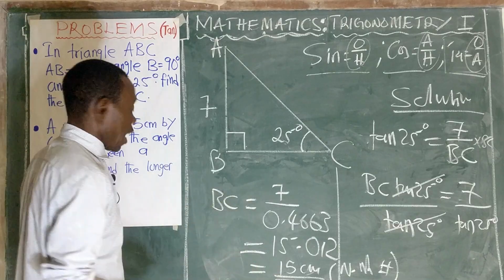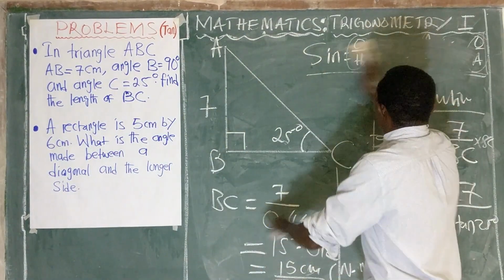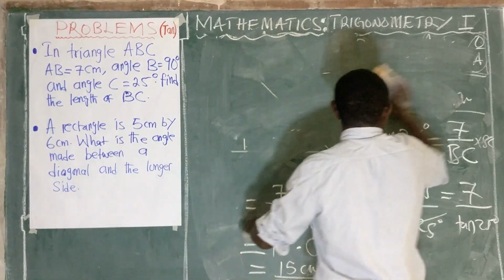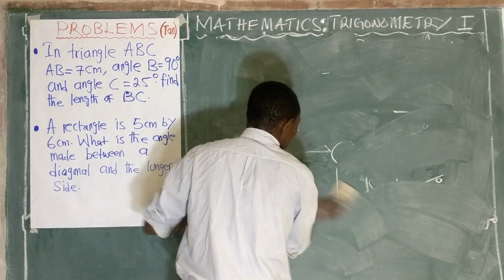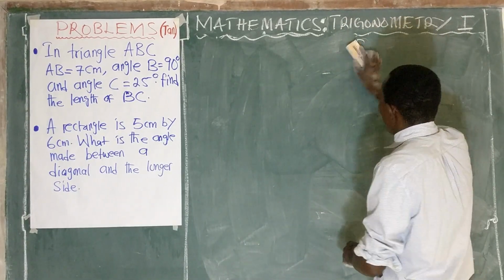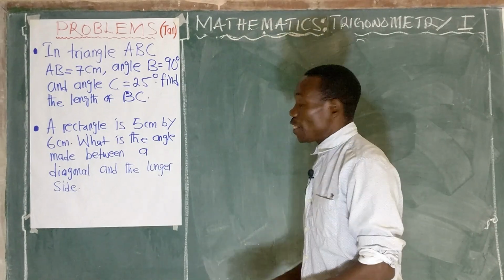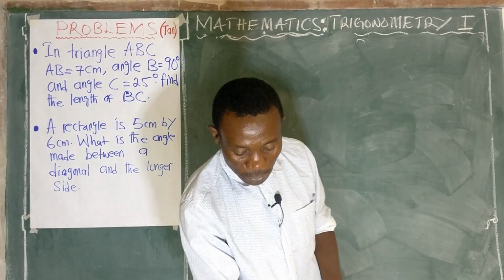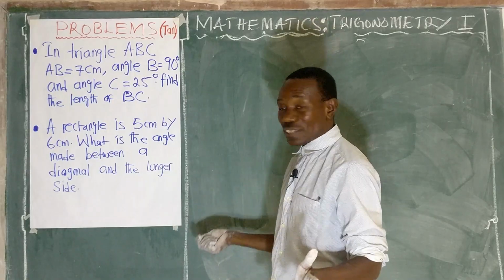Right, so we're done with that. Let's go to the second problem now. This other one is also simple. It's not a triangle that is given directly. Sometimes you'll be given a certain figure from which you need to draw out the triangle, or form the triangles which are right-angled.